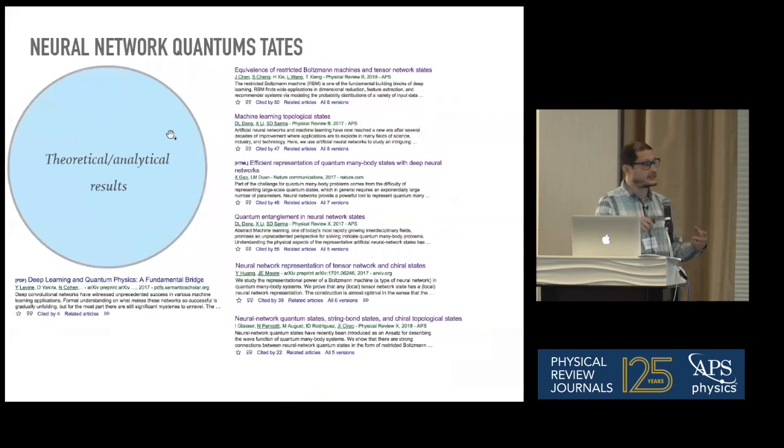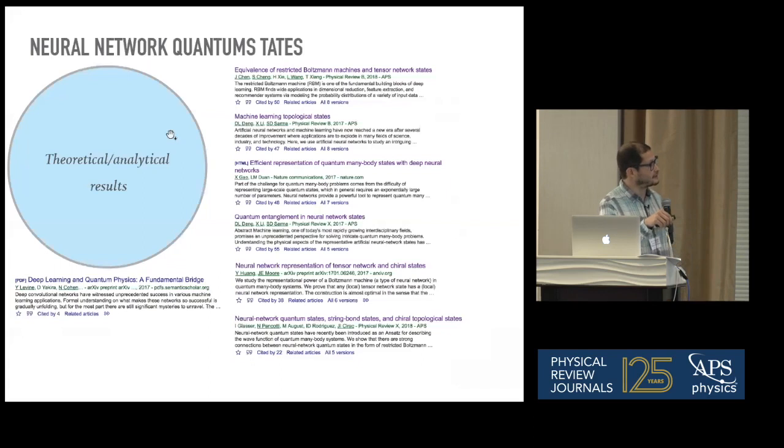So then there's a lot of work indeed. For instance, for theoretical and analytical results, we have a ton of papers. I just copy-pasted a few from Google Scholar. One of them shows that these RBMs, these restricted Boltzmann machines, are equivalent in some sense to tensor network states, okay? This paper by the authors here, Lei Wang, and then there are analytical results showing that you can write down topological states of matter in terms of these RBMs.